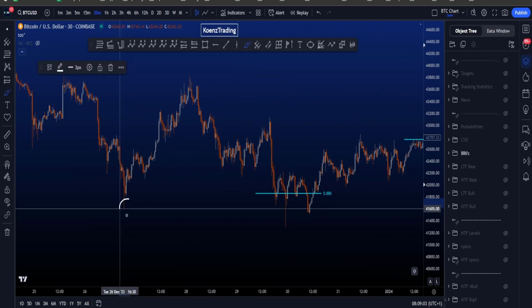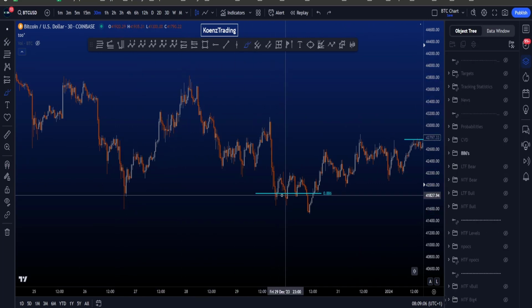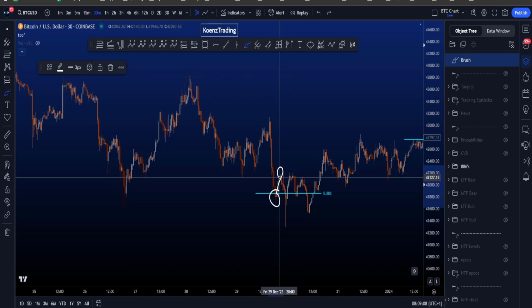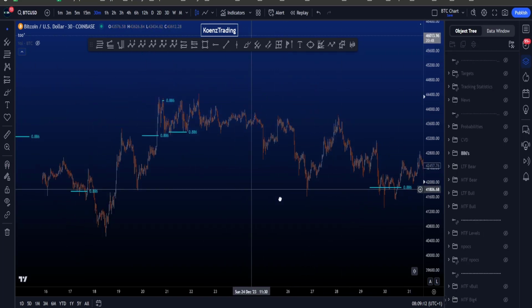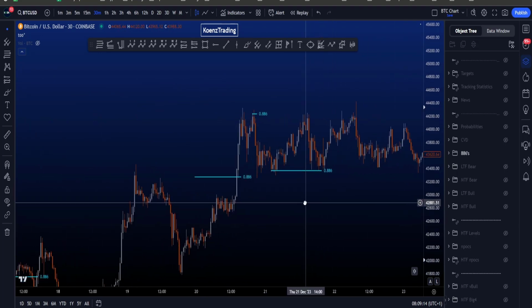Here another one. From the low to the high, 886 touch. We have a bit of a bounce over here, again to the upside, reaching that golden pocket before then eventually taking the low. And there's a few more. You know how it works.